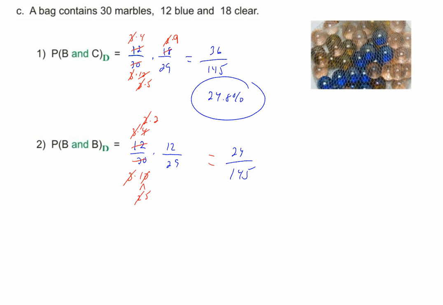Which one is that, class? That's dependent. Whenever you don't put it back, then you're reducing the number of choices. And the last one, selecting a marble from a hat twice with replacement between draws. You're going to put the marble back in. That one would be independent.